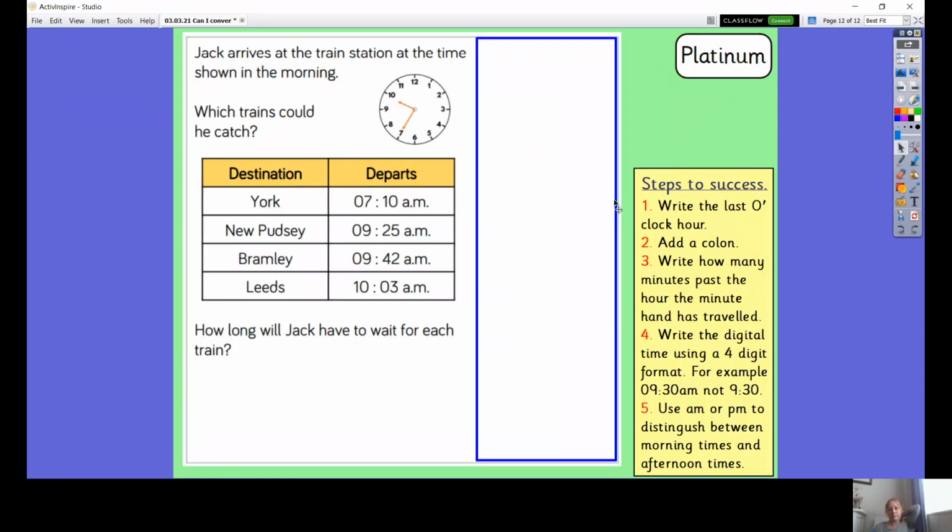Okay, platinum. Jack arrives at the train station. Which trains could he catch? Okay, so there's the time at the top on the analog clock, and you can have a look at what time, which trains he could catch. There may be more than one. And how long will Jack have to wait for each train? Okay, so pause here and have a go at that.